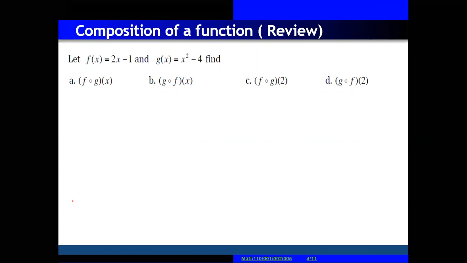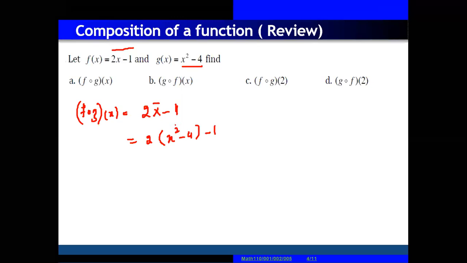Composition of function, mixing of two functions. We have two functions given: f of x is equal to 2x minus 1, g of x is equal to x square minus 4. First of all, find composition f with g. So what is f with g composition? Actually, write down the first function, 2x minus 1, the f function. Then replace x with the total g function, like if we replace x with x square minus 4, and minus 1.